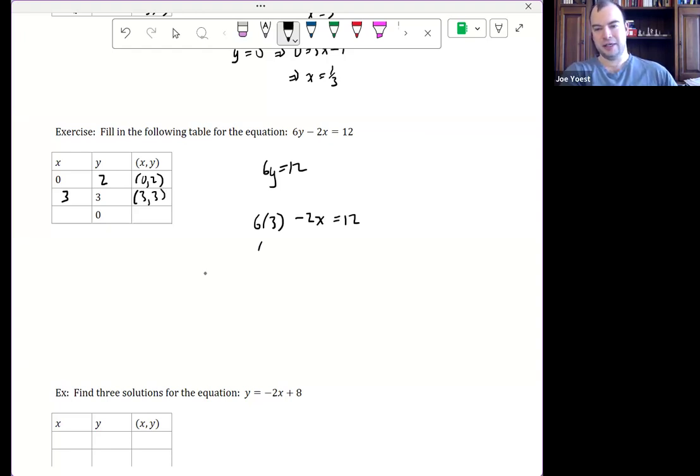And when y is 0, I get 6 times 0 minus 2x equals 12. The 6 times 0 is just 0. X is 12 over negative 2, or negative 6. So negative 6 comma 0 for that ordered pair.